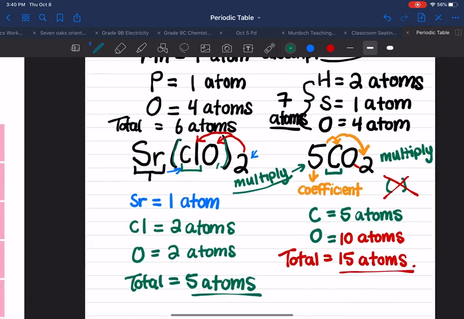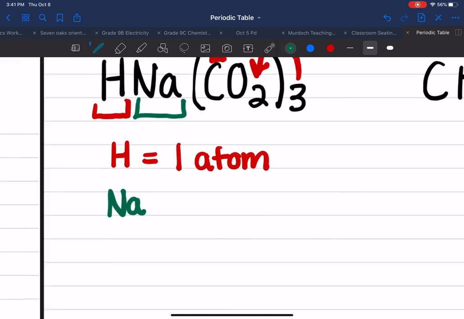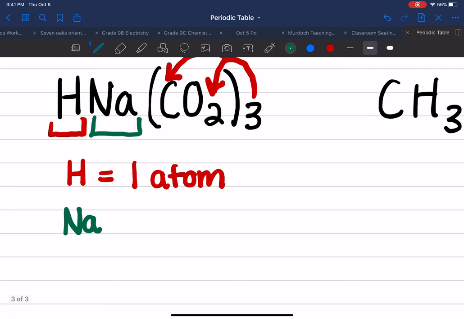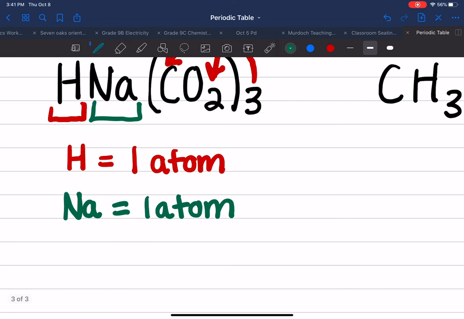So how many atoms of sodium are there? Well, let's look here. Sodium has no subscript beside it, which means it's just a 1. That means there is only 1 atom of sodium. Okay, let's focus on the brackets now.